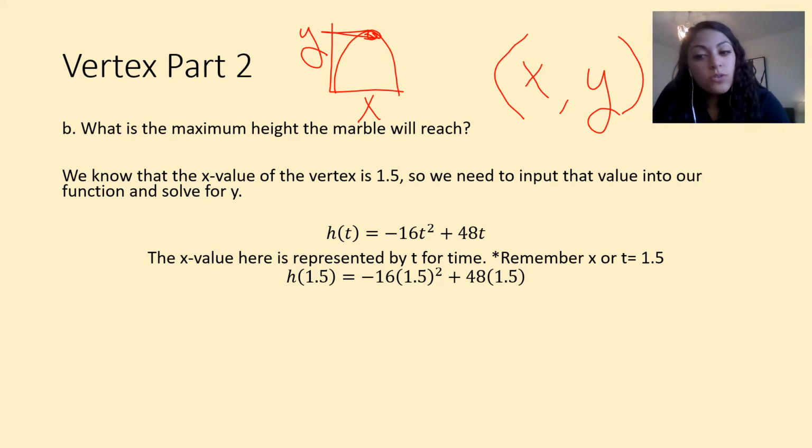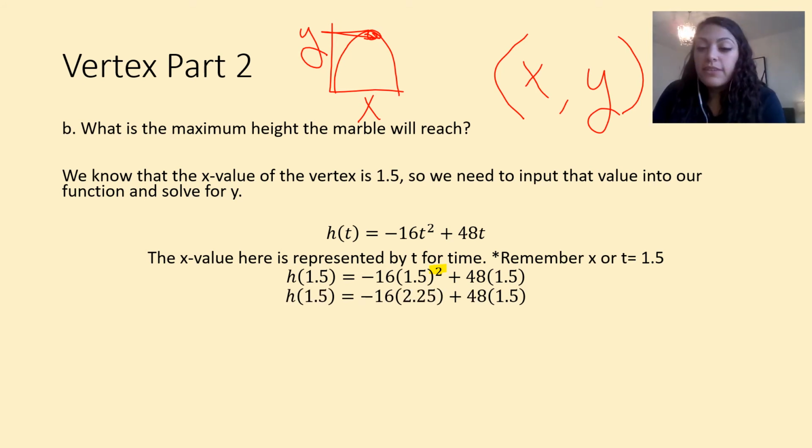So PEMDAS, order of operations. We are going to start with the exponent, and the exponent is on top, here's our little exponent, of the 1.5. So we have to do 1.5 squared. 1.5 times 1.5 is going to give us 2.25. So we did an exponent in PEMDAS, the E.